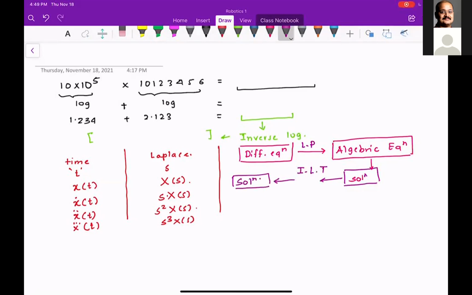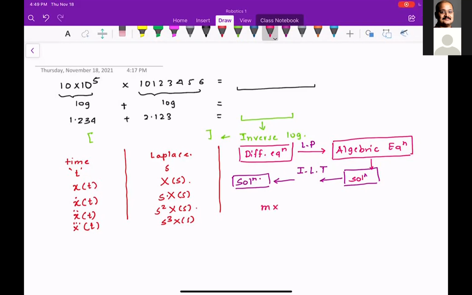Everyone understood this? This is the exact same thing as logarithms. Instead of multiplying, using log transformation we perform addition. So instead of integrating, by using Laplace transform we perform algebra. So let me tell you how this process works.